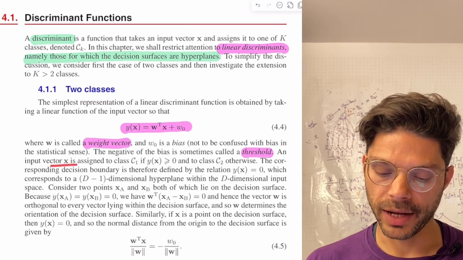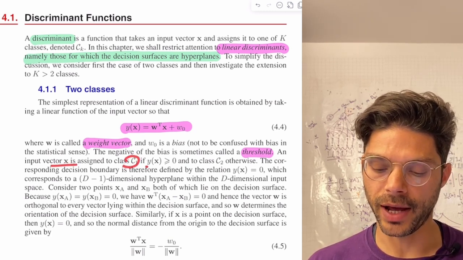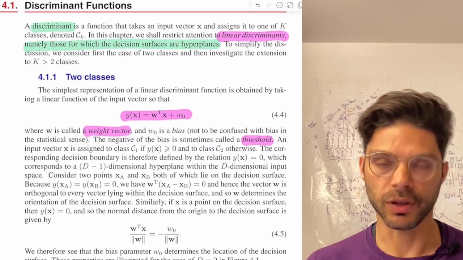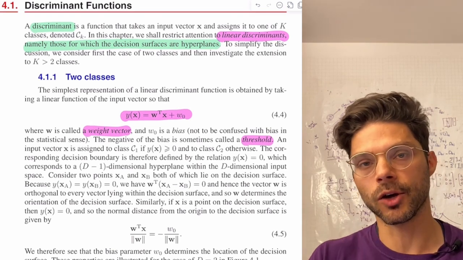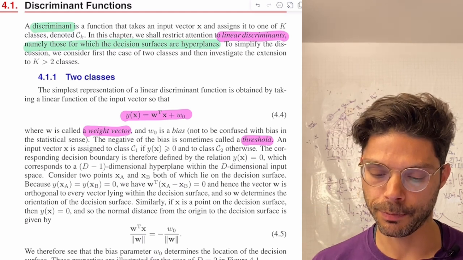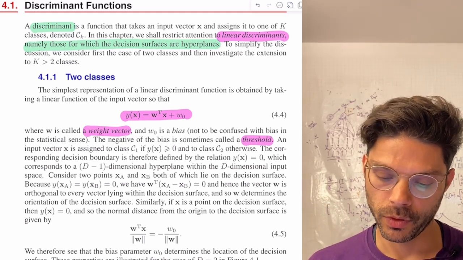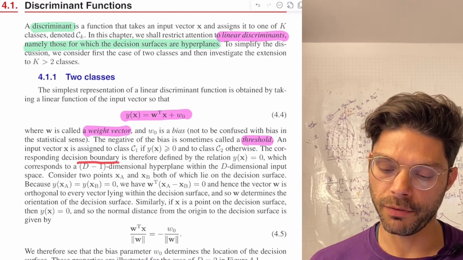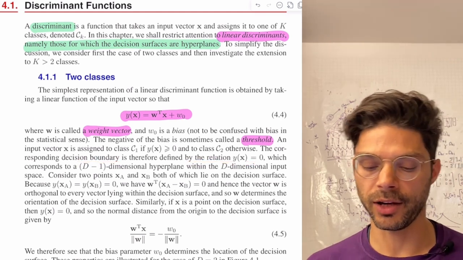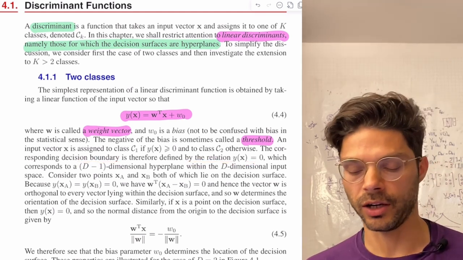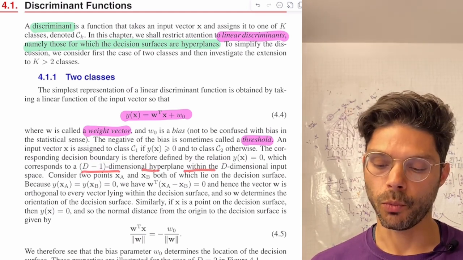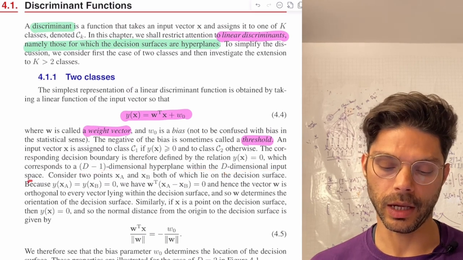An input vector x is assigned to class C1 if y(x) is greater than 0, and to class C2 otherwise. Okay, so that's how it works. So it's kind of binary. You can think of that f function we talked about in the chapter overview as being this binary, a step function basically. The corresponding decision boundary is therefore defined by the relation y(x) equals 0, right? Because on one side you're going to put it in class 2, on the other side you're going to put it in class 1. Which corresponds to a (D-1)-dimensional hyperplane within the D-dimensional input space.